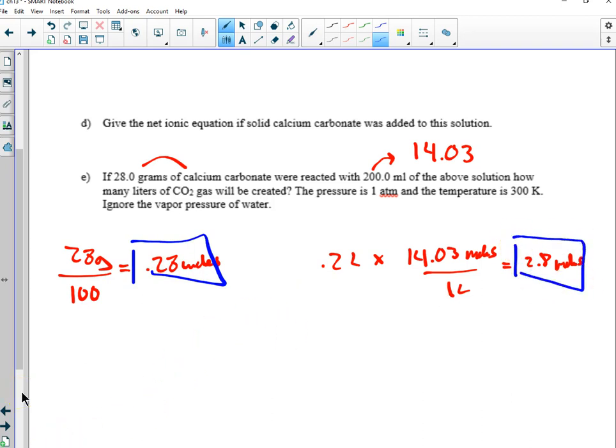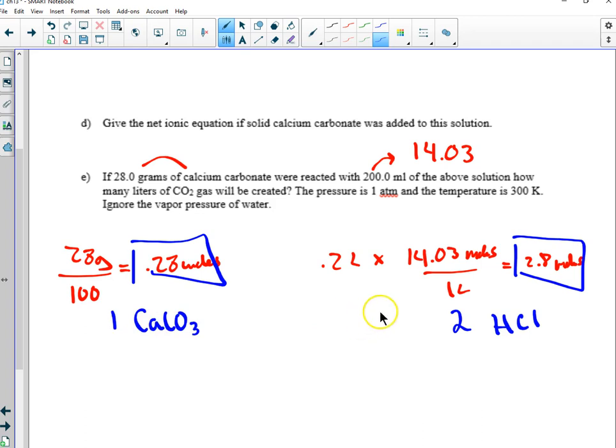Now, when we wrote this out, there was a 2 in front of HCl, right? This is my HCl value in moles, correct? This is my calcium carbonate. Good so far. This had a 2 in front of it. This had a 1 in front of it. Do you know where the 2 and the 1 came from? From the balanced chemical equation.